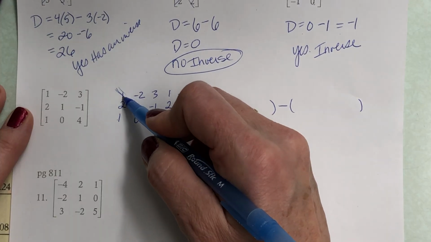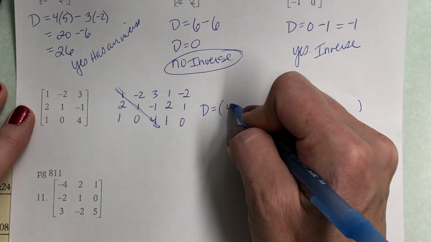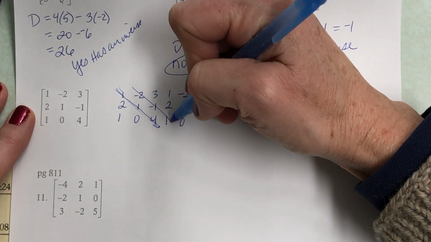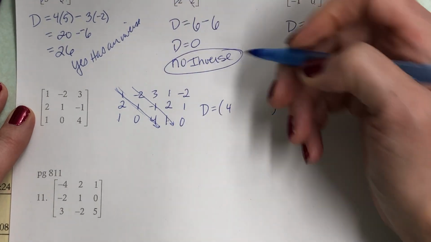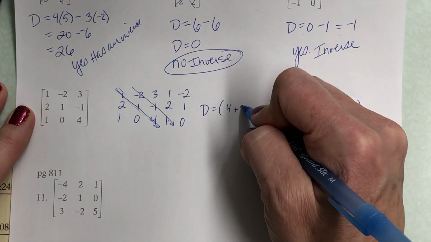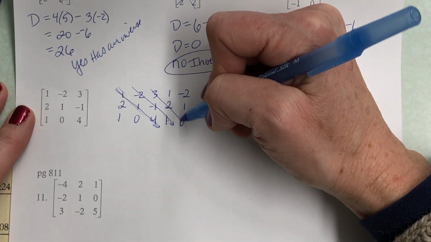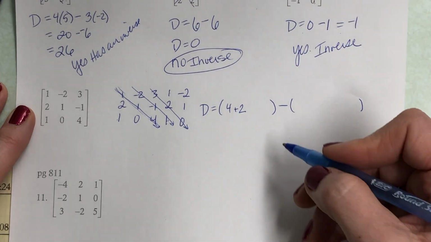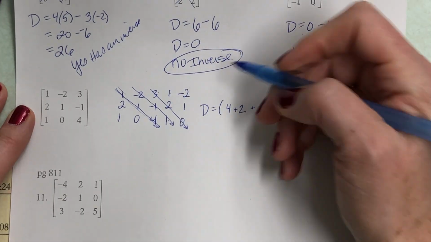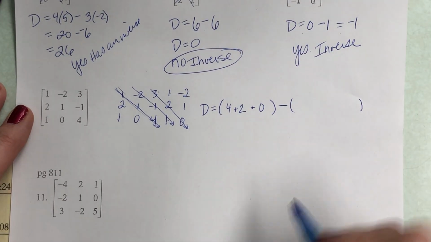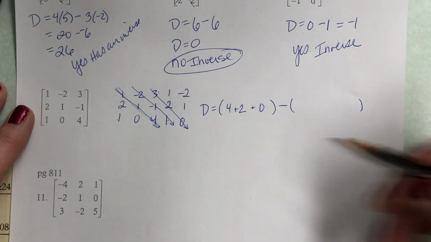4 times 1, which is going to give me 4. And then I'm going to multiply 2 times negative 2 times negative 1 times 1, which is going to give me positive 2. And then 3 times 2 times 0, which is 6. Oh gosh, no. 3 times 2 times 0 is 0. Okay. Now I'm going to go the opposite direction. I'm going to write with pencil this time.